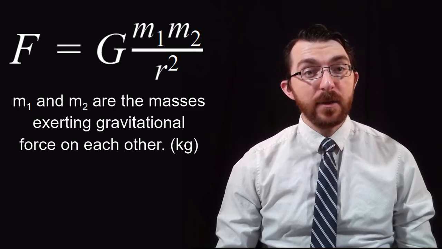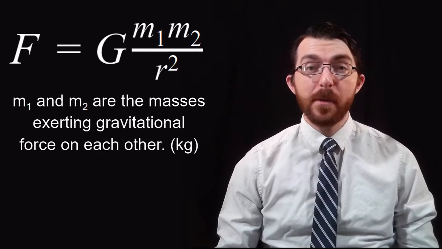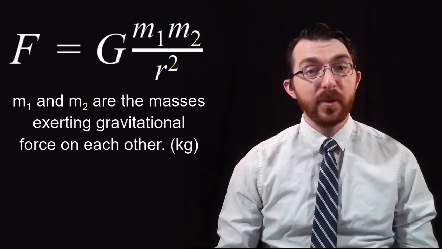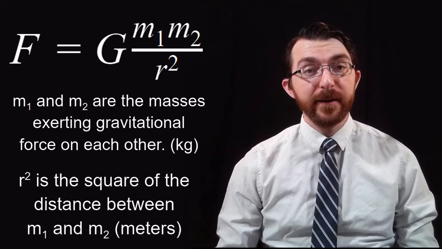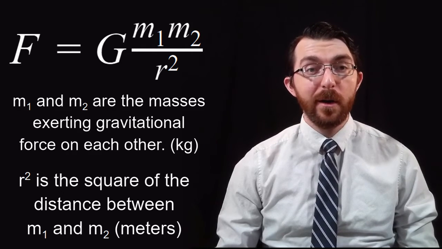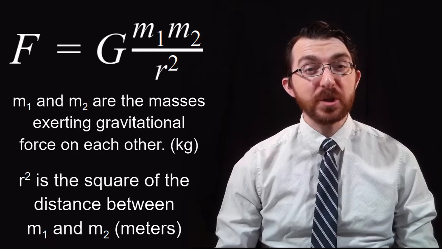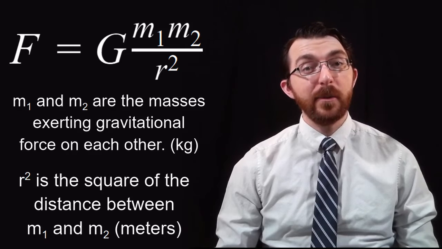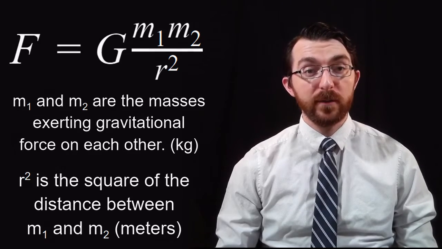As you can see, the force is directly proportional to the mass. Double the mass, double the force. You'll also see r squared in the denominator. As a result, this is called an inverse square law. The force is inversely proportional to the square of the distance. Double the distance, quarter the force.